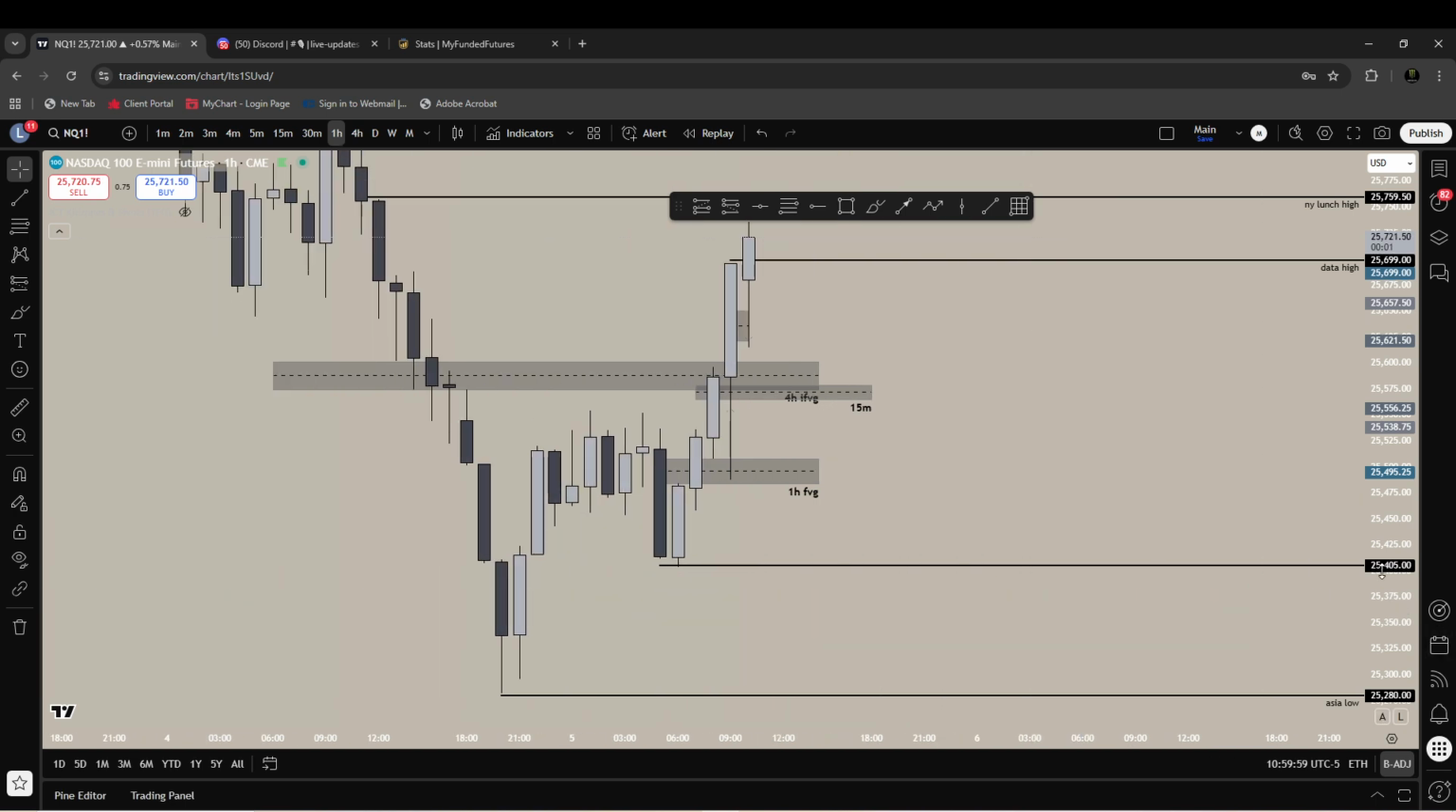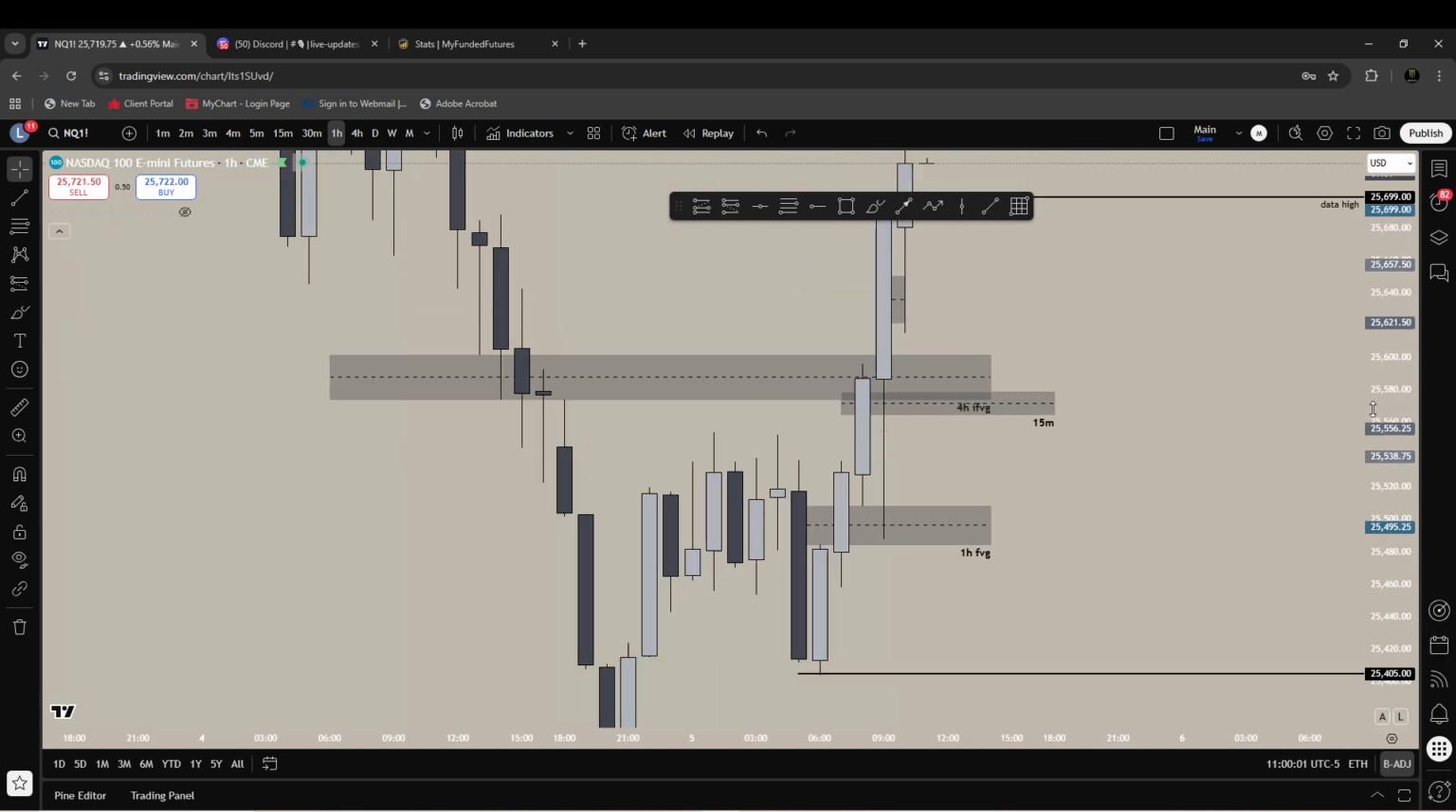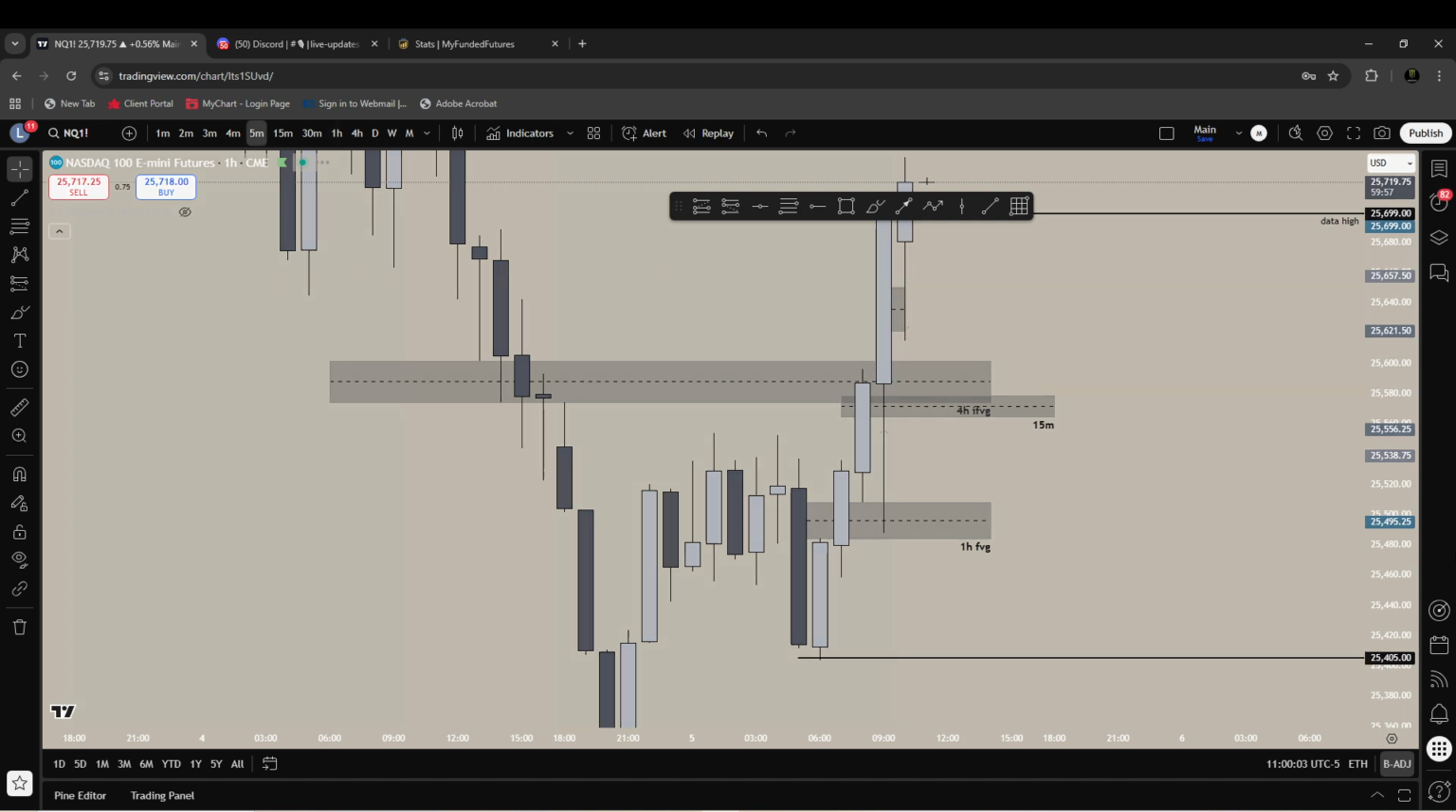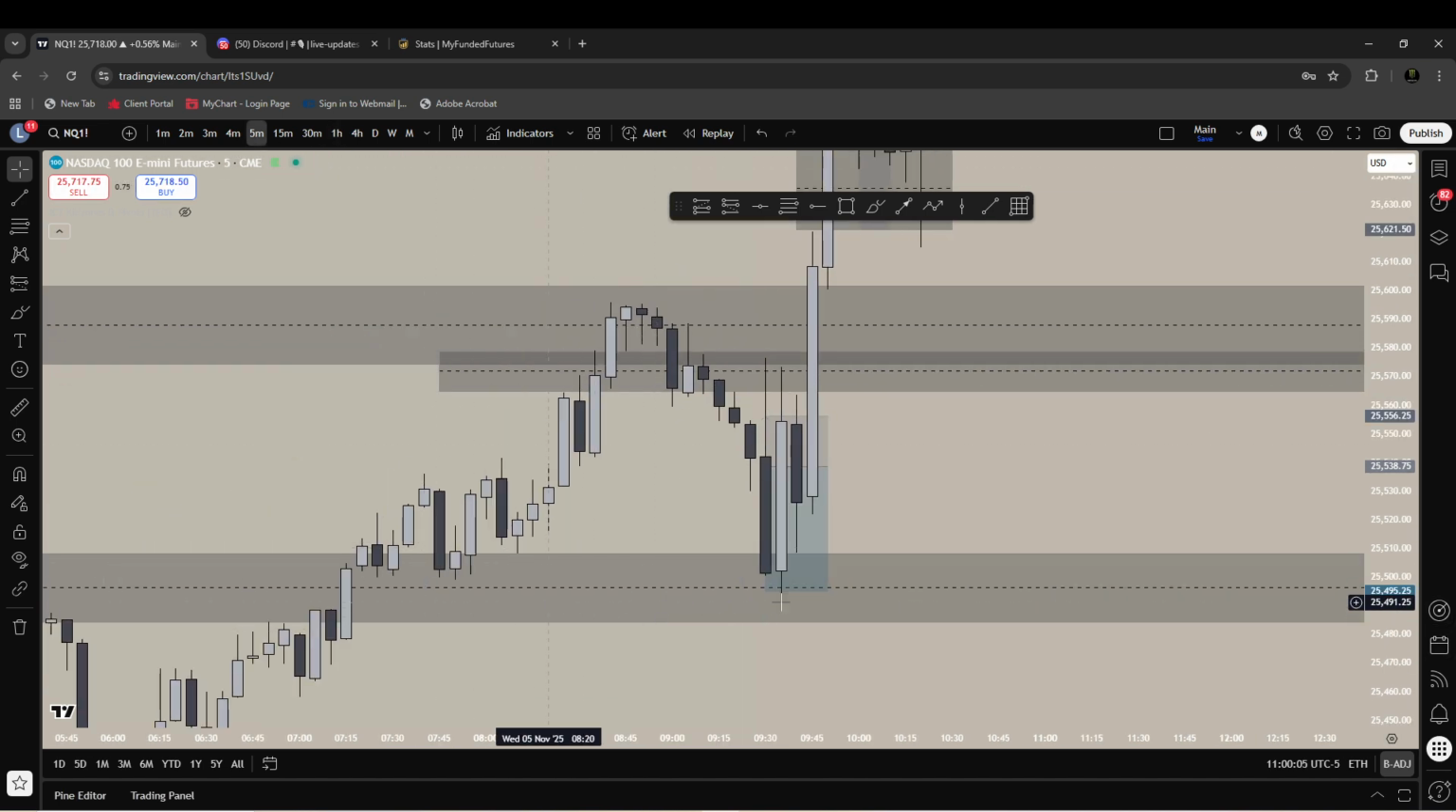I know a lot of people took this. Price comes into this 1-hour gap. I believe we had SMT off these lows right here. I believe ES never swept the lows. NQ did.